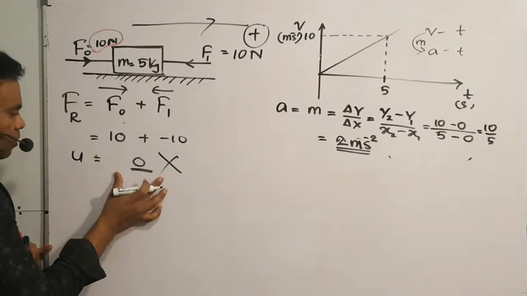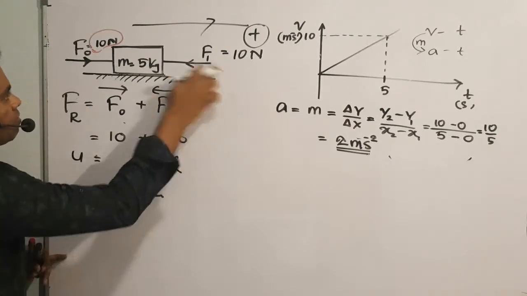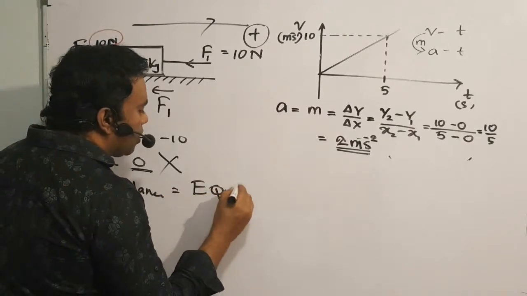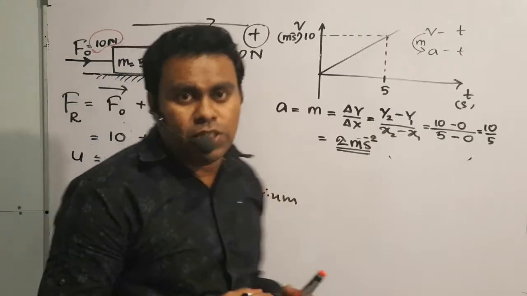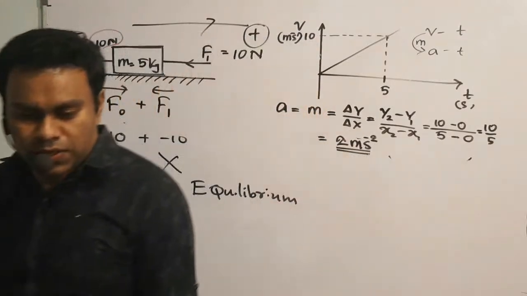Unbalanced force is 0 means this is balance. Balance means equilibrium. That concept you learned. Okay? Good.